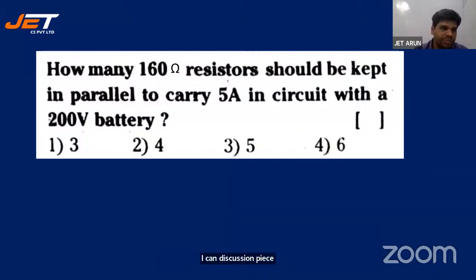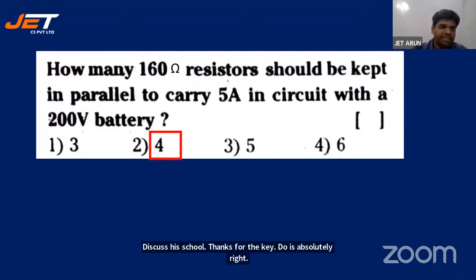Option two. Ashvik says one, Onsai says two, Gayatri says two, Monica says two, Gayatri says four. Jessica says two. Let's look at the key. Two is absolutely right, students. Excellent. Let's go for the next one.